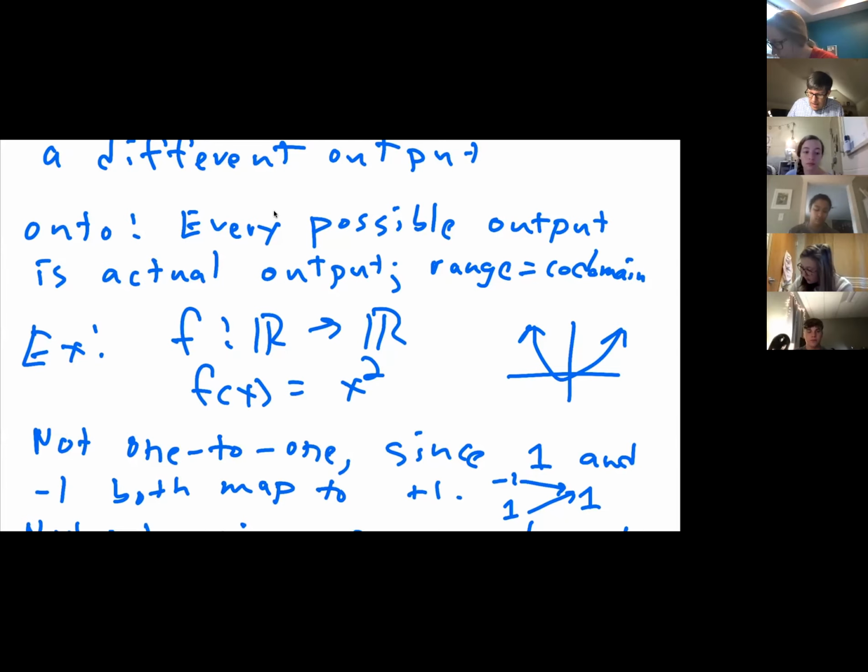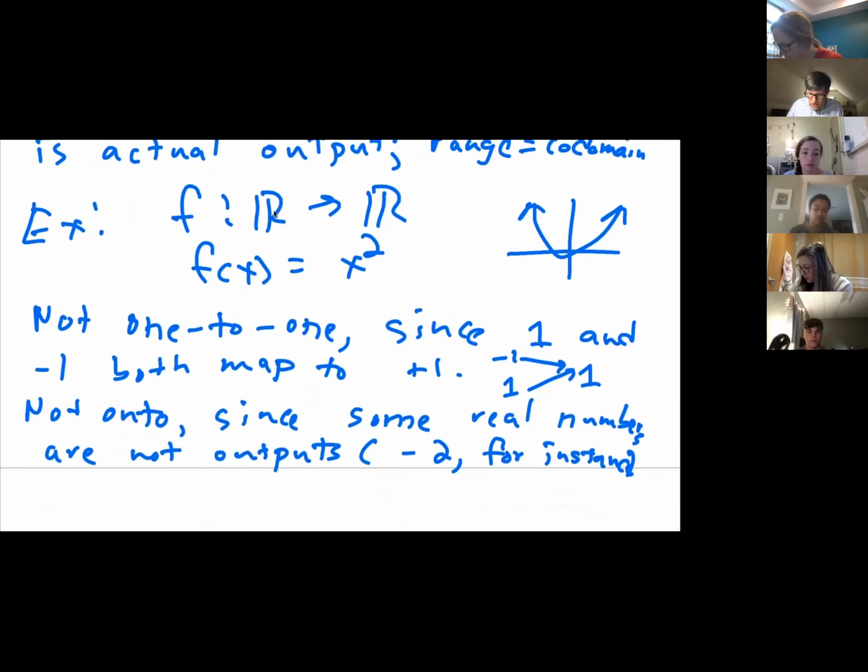And this function is also not onto. So onto would mean that every possible output is an actual output. But this function does not reach all possible outputs because the set of possible outputs is R, all real numbers. But this function never goes to the negative numbers, right? I can never square a number and get -2 as an answer. I can never square a number and get -5 as an answer.